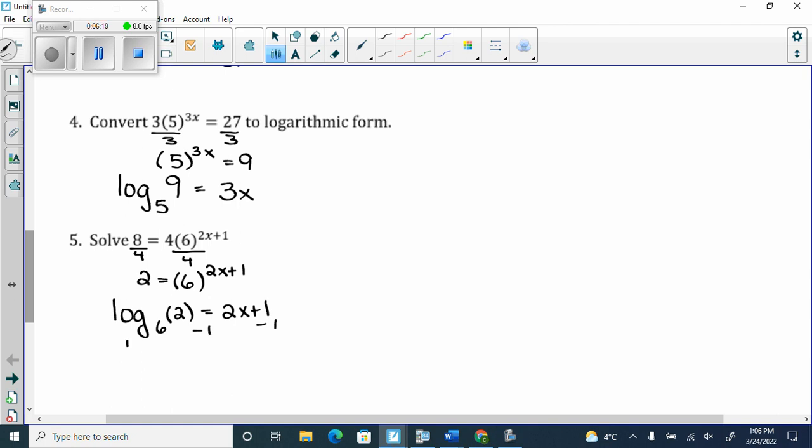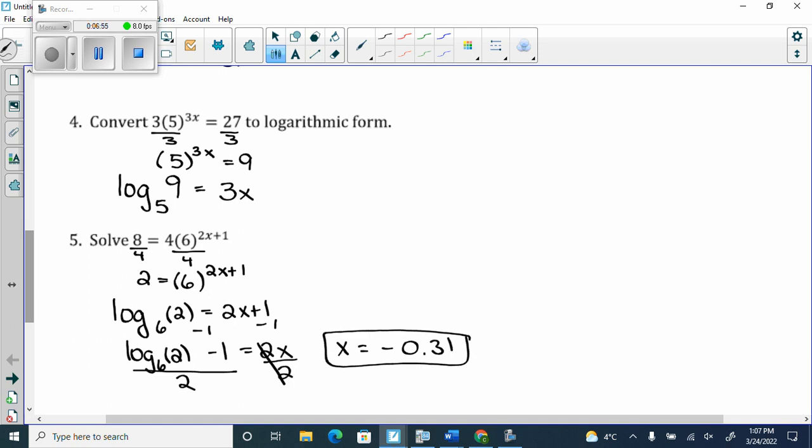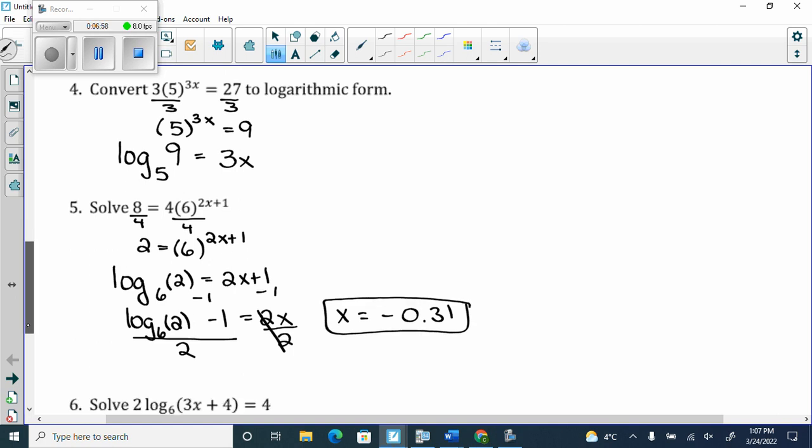Subtract 1. Now make sure you close that bracket on the 2 or it's going to subtract the 1 from it. I have to go log base 6 of 2, enter, subtract 1, enter, and then I'm going to divide by 2. Now remember, when these are solves, I could y1, y2 this, or y1, y2 that, and get answers too to check it. So, if I go log base 6 of 2 minus 1 divided by 2, I get negative 0.31. And if I y1, y2 that question, I get negative 0.31.